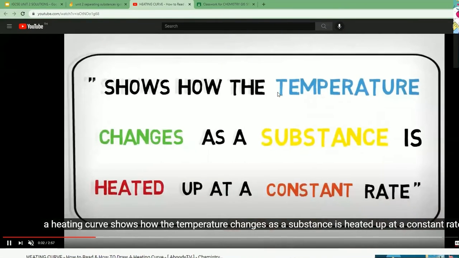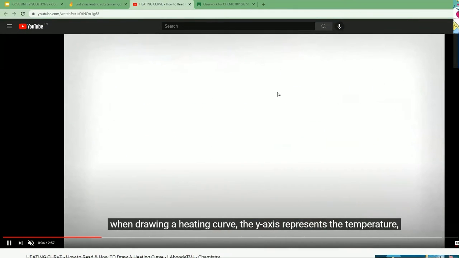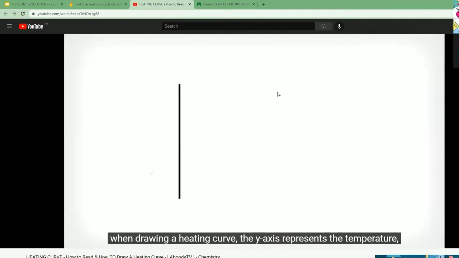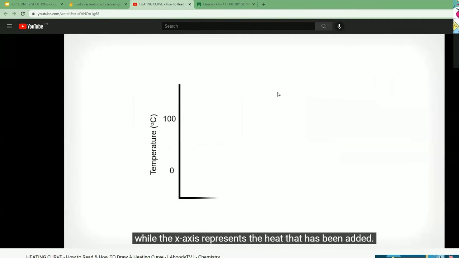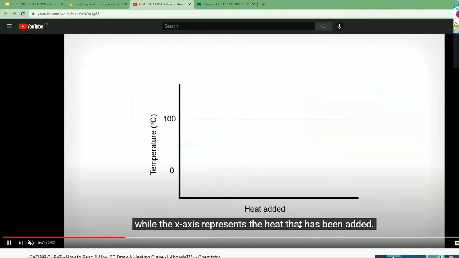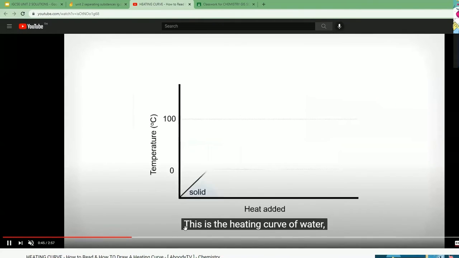Shows how the temperature changes as the substance is heated up. Okay? Yes. And this we will draw on the heating curve over here. Yes, this is the heating curve of water. Do you agree, all of you? Yes, all of you know. Fahad, thumbs up? Yes. Okay, excellent. This is the heating curve, okay?